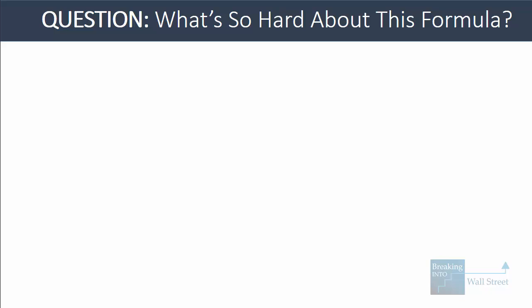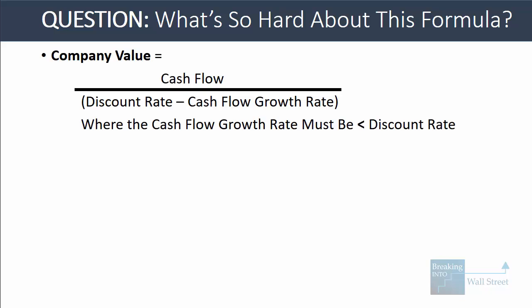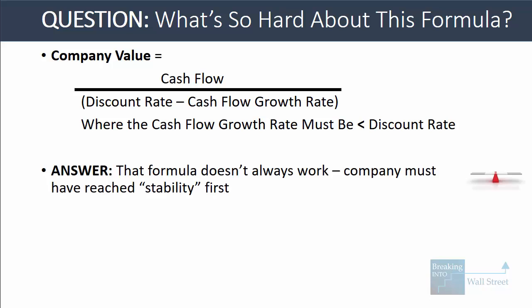The key question you should think about is what could make this formula, company value equals cash flow over discount rate minus cash flow growth rate, so difficult? The first answer is that this formula does not always work, because for this to work, the company must have reached stability. So if you're going to value a company's cash flows like that, take the present value of their cash flows to figure out what the company's intrinsic or implied value is, these metrics, the discount rate and the cash flow growth rate, cannot be changing by very much.